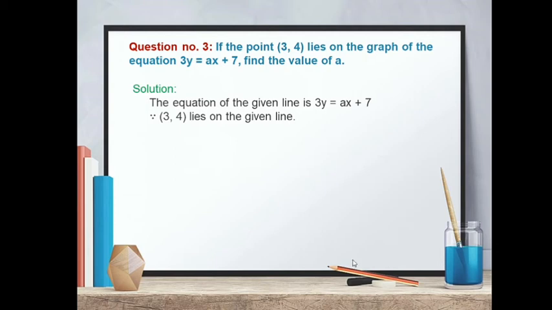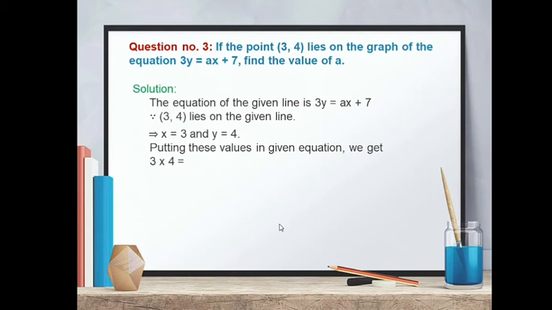It is already given, it means this point (3, 4) lies on the given line, and the given line is 3y equals ax plus 7. So x equals 3 and y equals 4 we will keep as it is already given. Then putting these values in the given equation, we get 3 into 4 equals a into 3 plus 7, that is 12 equals 3a plus 7. Then 3a equals 12 minus 7, which is equal to 5.